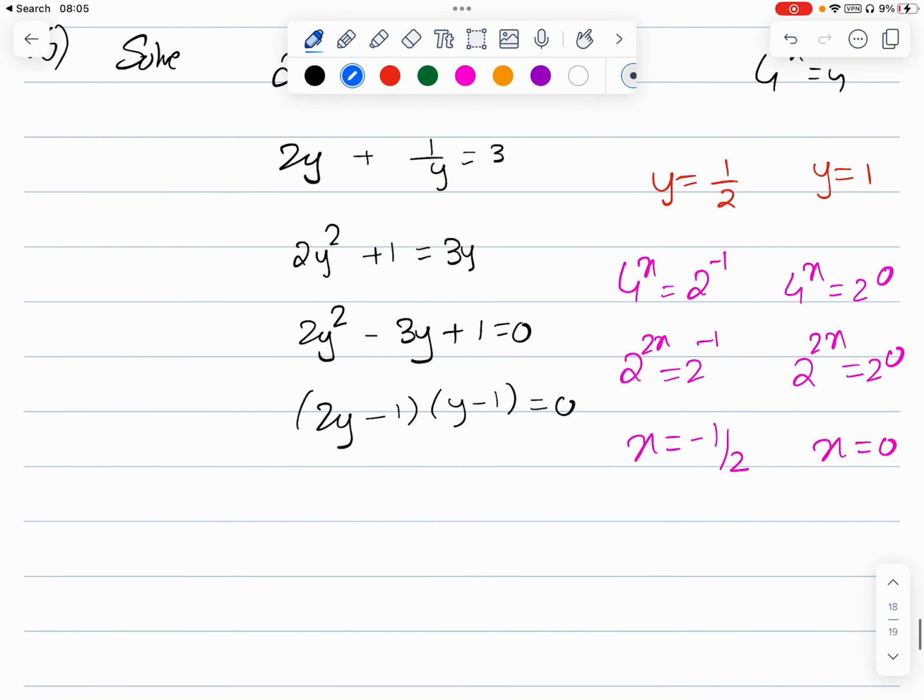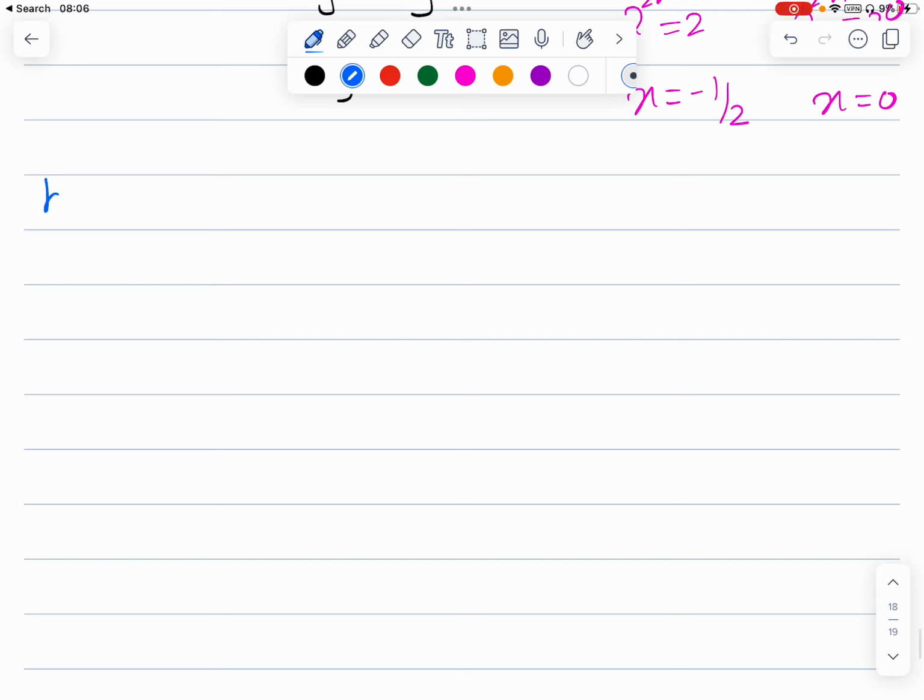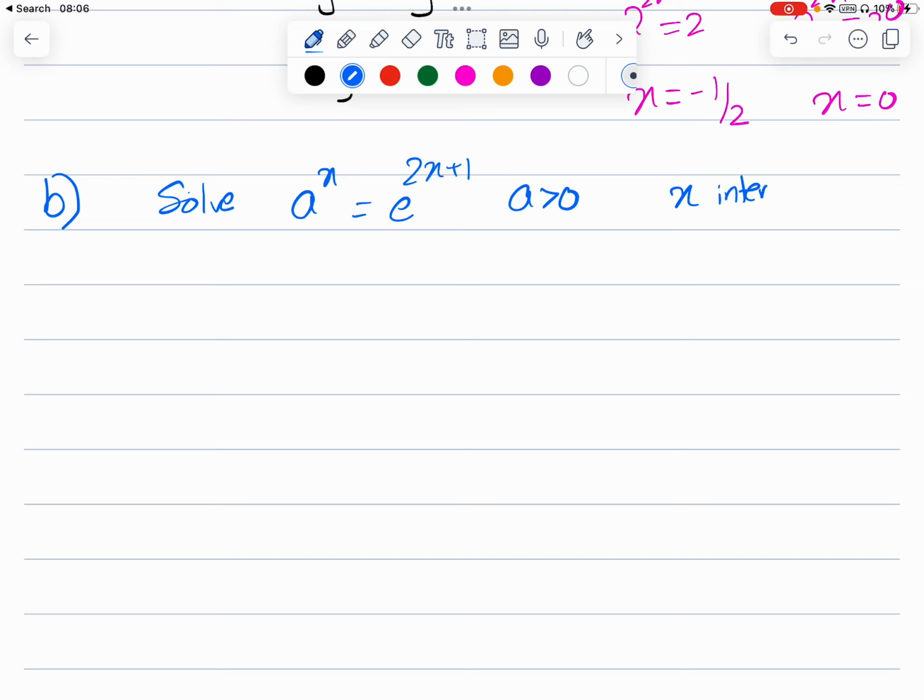Now there is part B also for this question. So question number 16 part B. Now what is he asking? Solve a power x equals e power 2x plus 1 for a greater than 0, giving x in terms of a. That is the first part, and the second part is: find a so that the equation has no solutions.